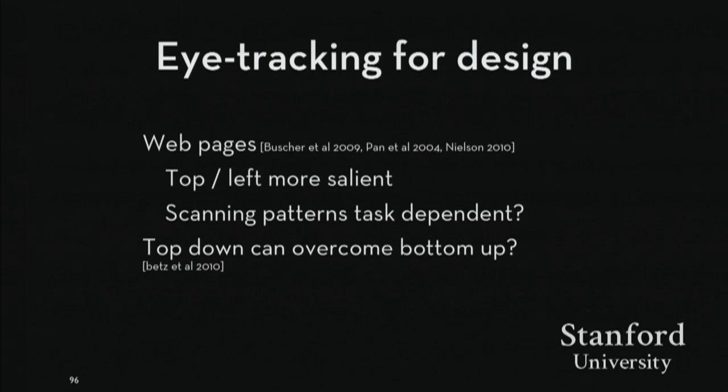And some work from psychology has also looked at web page design and eye tracking, trying to figure out, can top-down search overcome bottom-up visual processing? So another way to say this is, if you're looking for something, will you do a different search pattern than if you're just looking around the page and having whatever's visually salient draw your attention? In this case, they did support that top-down can overcome bottom-up for their search task.